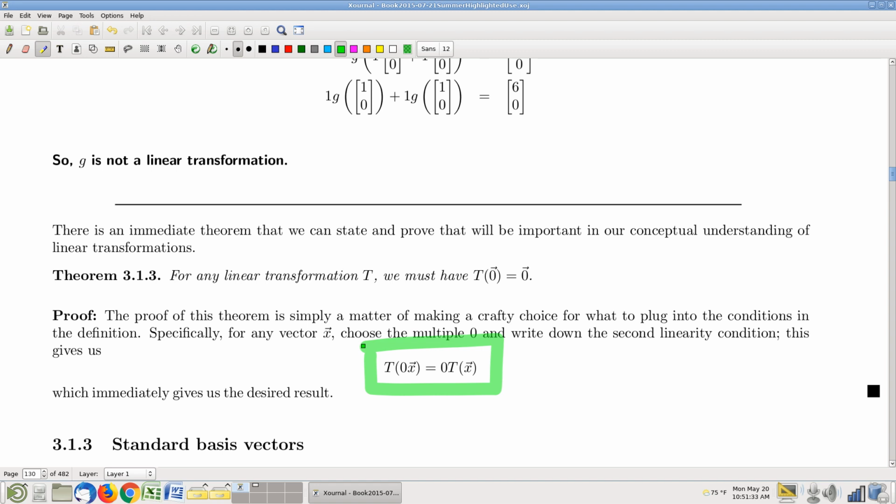It's the world's easiest calculation. So the point to this is not the proof. The point to this is the fact. Knowing that the origin goes to the origin is a big deal.